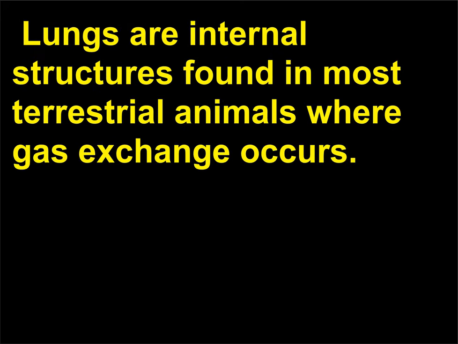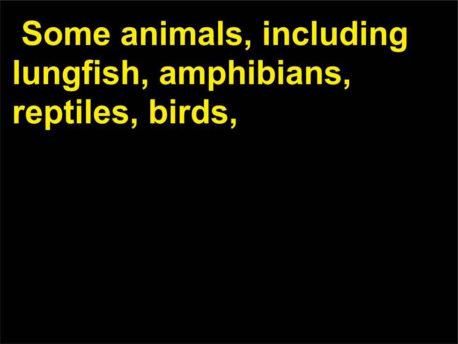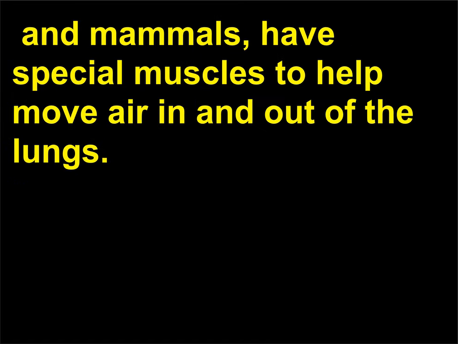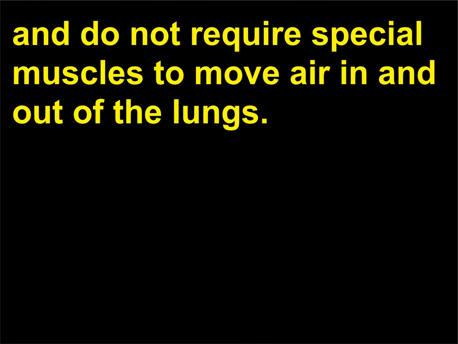Lungs are internal structures found in most terrestrial animals where gas exchange occurs. The lungs are lined with moist epithelium to avoid their becoming desiccated. Some animals, including lungfish, amphibians, reptiles, birds, and mammals, have special muscles to help move air in and out of the lungs. Some animals have lungs connected to the outside surface with special openings, and do not require special muscles to move air in and out of the lungs.